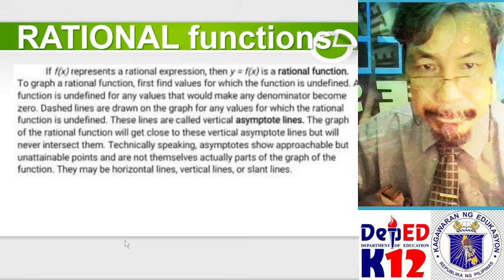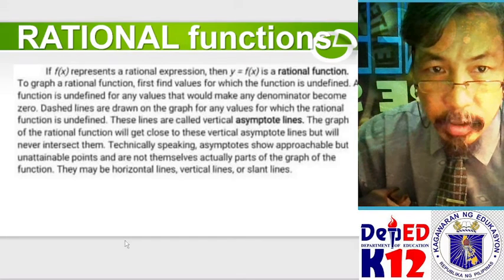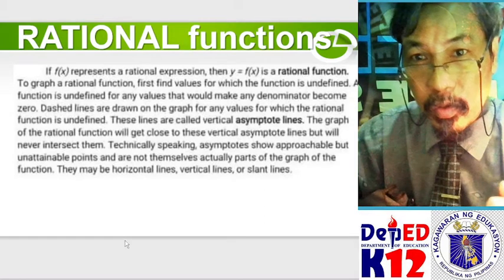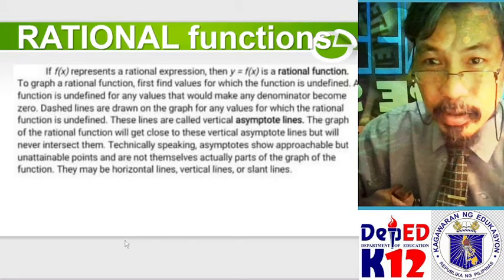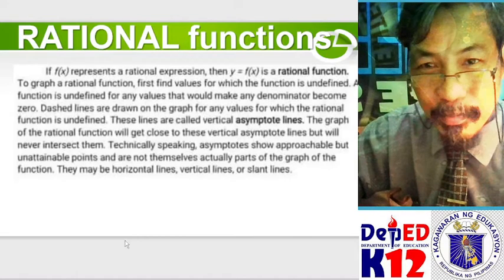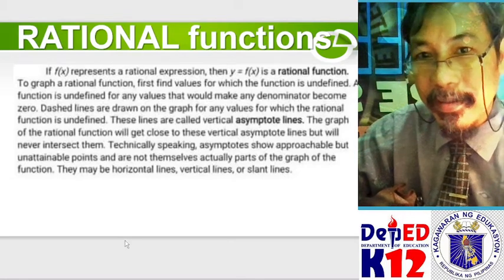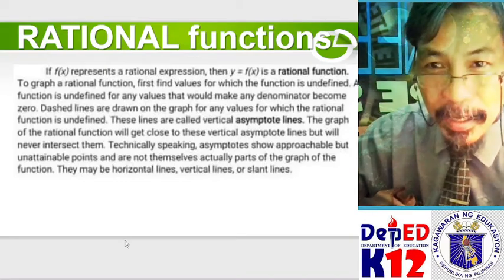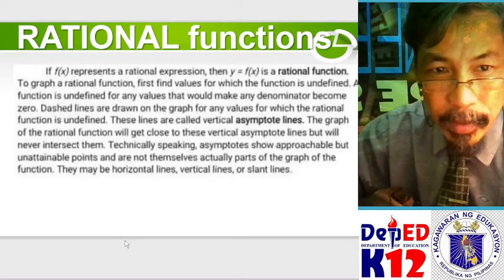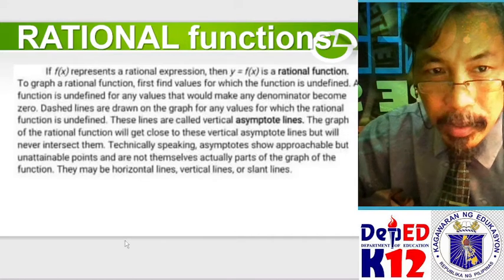The graph of the rational function will get close to these vertical asymptote lines. It will go on reaching the asymptote lines but will never intersect them. It will not be able to touch them. The curve is trending as if it will touch but will never be able to touch it. Technically speaking, asymptotes show approachable but unattainable points and are not themselves actually parts of the graph.